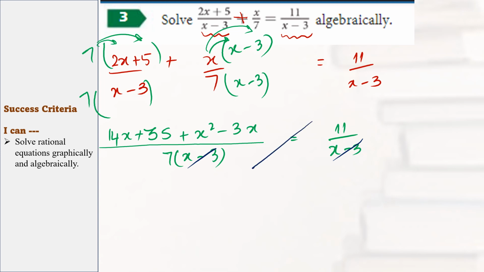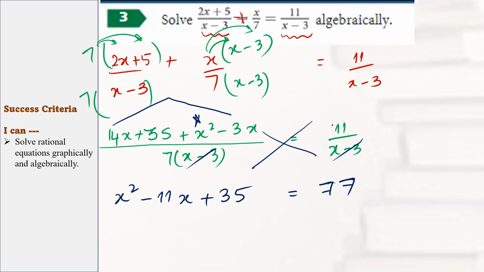So meanwhile I am cross multiplying also. Okay, so here 11 times 7 is 77. And on this side x square as it is, plus 14x minus 3x, that is 11x, plus 35. Bring the 77 on the other side. I will get minus 77 and I will get minus 42. Okay, and x square minus 11x minus 42.